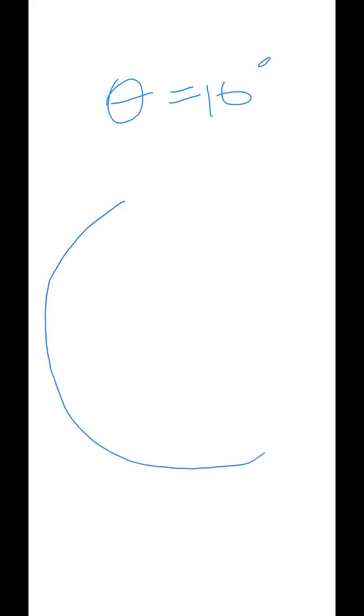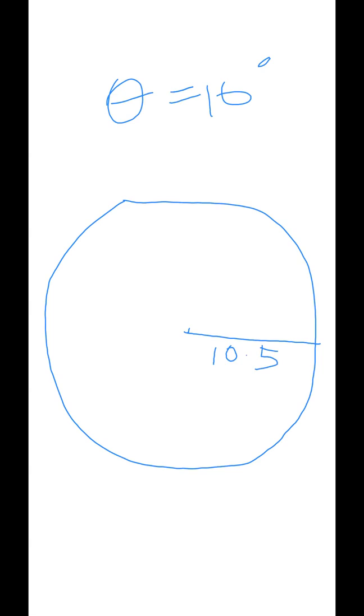So take the central angle as 10 degrees. Draw a circle. From the center, draw the radius 10.5. Repeat the same for different radius.